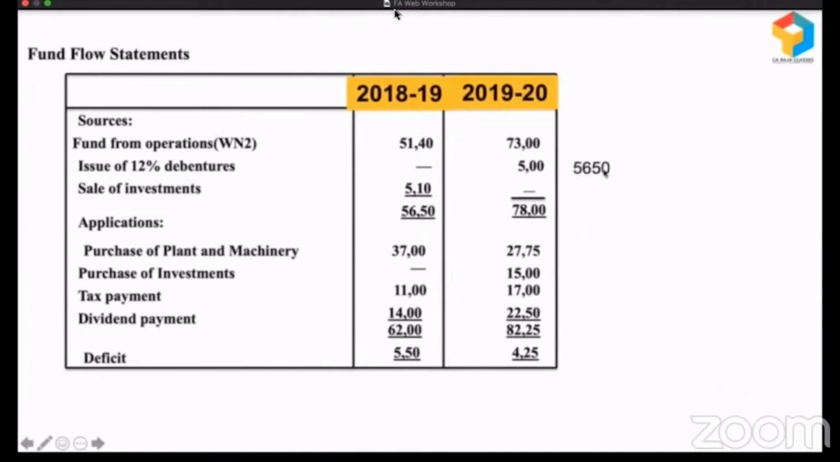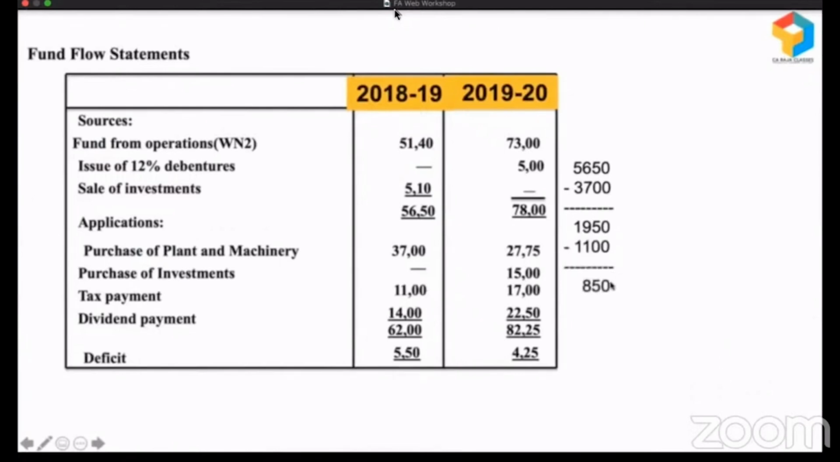It is this 5,650. When they had 5,650, they purchased plant and machinery. Since they had so much fund, 3,700 is okay, because even after paying all this, they'll have a surplus of 1,950. And then tax is compulsory, they cannot escape. From 1,950 they paid taxes of 1,100, so they are left with 1,950 minus 1,100, 850.